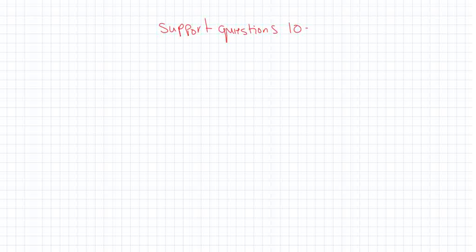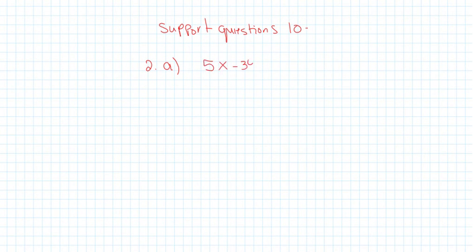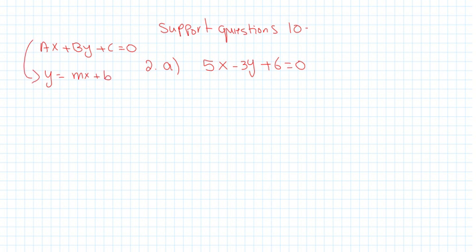Let's do support question 10, number 2. So we're going to do question number 2A. For this question, it asks you to convert from the standard form to the slope y-intercept form. So basically, you want to go from this form to this form, which looks like this. So we're moving from this form to this form.